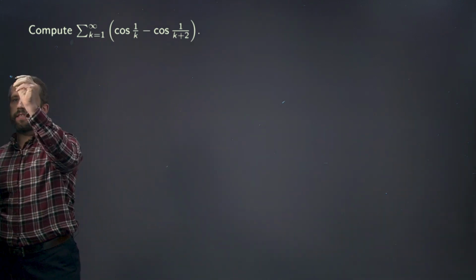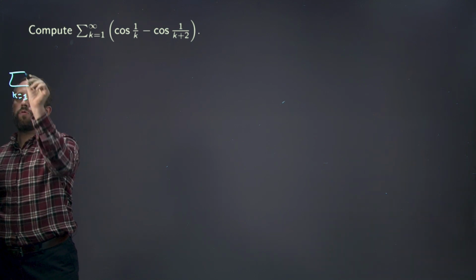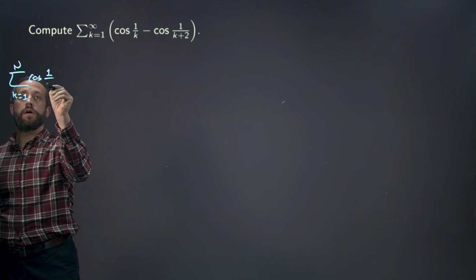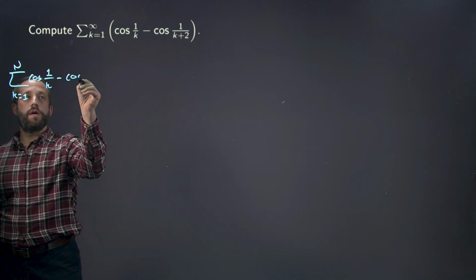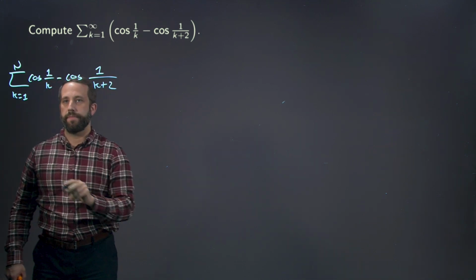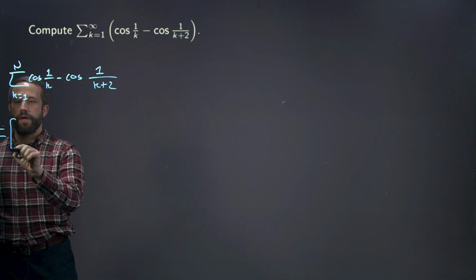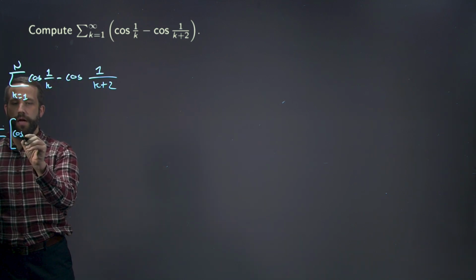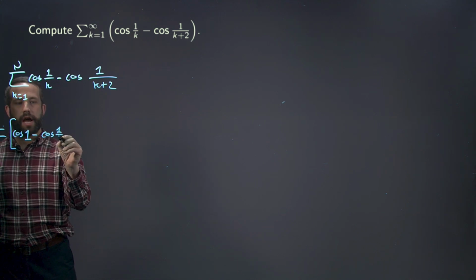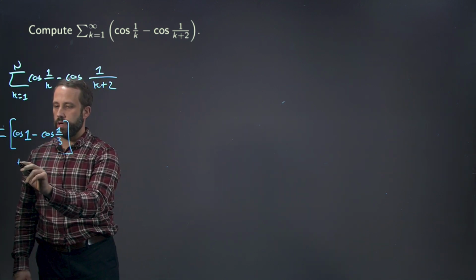Okay, so if I want to look at the nth partial sum, I'm going to have the sum from k equals 1 to n of cosine 1 over k minus cosine 1 over k plus 2. I'm going to need a lot of room to say what this is equal to. When k is equal to 1, I'm going to have cosine of 1 minus cosine of 1/3.